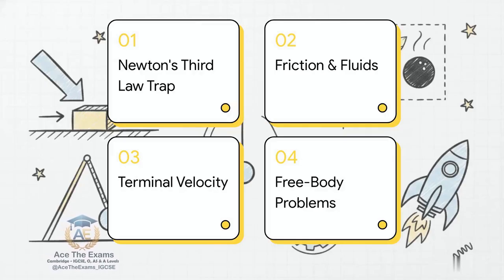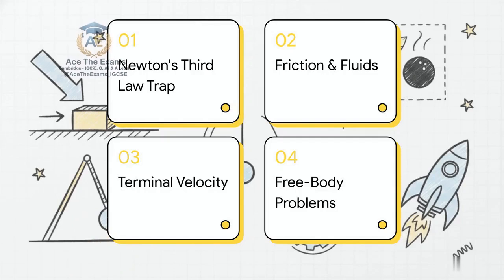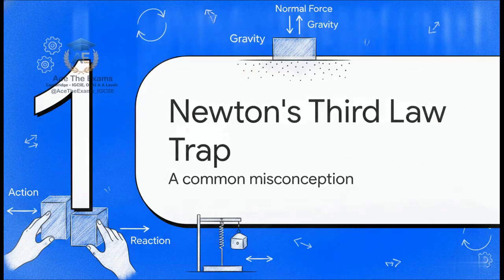Here's our game plan for today. First, we'll look at the Newton's third law trap. Second, we'll get into friction and fluids. Third, reaching terminal velocity. And finally, we'll wrap up with free body problem solving. All right, part one, the Newton's third law trap.